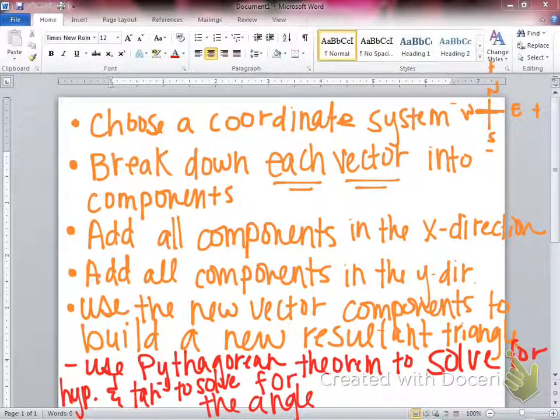Okay, so that's the step by step of everything we just did. We broke down our vectors into components. We added all the x's, added all of the y's. We used those new vector components to build a new triangle. Then we found the hypotenuse and we found the angle.